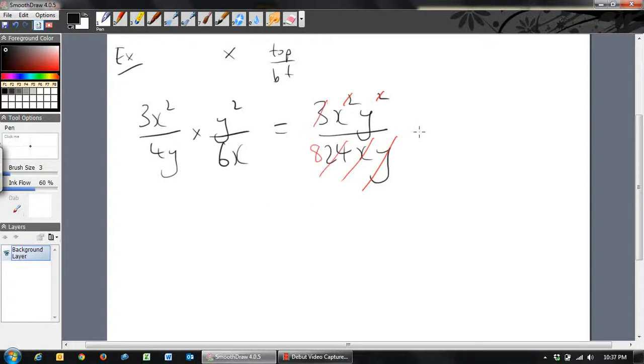So your answer after cancelling out will be, there's an xy left on the top line, on the bottom line there's 8, just 8 left on the bottom line, so that is your answer. So that's how to do times.